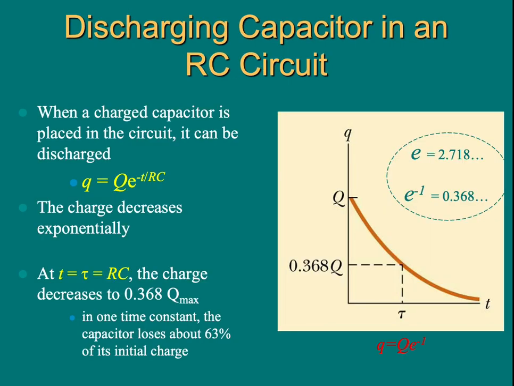For the discharging process, the charge as a function of t is given by this equation: Q e to the power of minus t over RC. We still have this time constant tau, which equals R times C. R is the resistance of the resistor. C is the capacitance of the capacitor. When time t equals tau, which is R times C, we have about 36.8% of charge left on the capacitor.